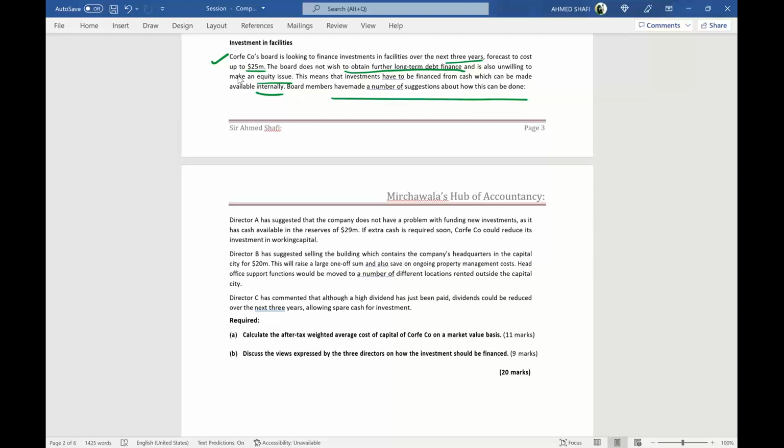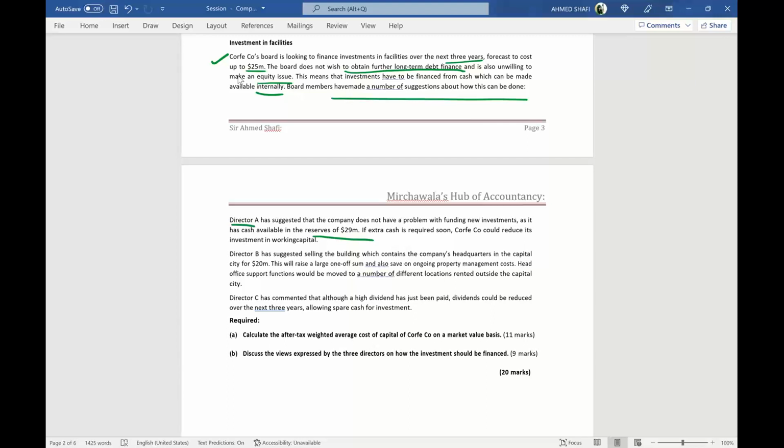The problem is they are looking for investments that cost 25 million. They don't wish to obtain further funding through debt or equity, so they need internally generated funds. Board members have made a number of suggestions. Director A has suggested company does not have a problem with funding new investments as it has cash available in the reserves of 29 million. So as you can see in the balance sheet, there is cash available of 29 million. So Director A says that use that.